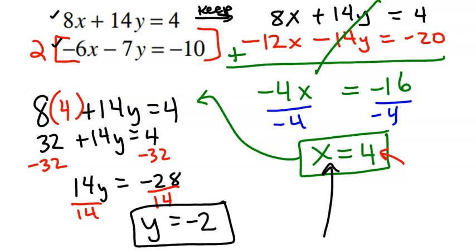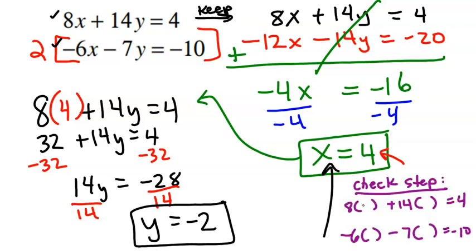Now I can use a check step. Don't forget, a check step is when you erase and replace the values that you found into both of the original equations. So let's see if this checks. 32 minus 28 is indeed 4. That checks. And now we have negative 24 plus 14, and that is indeed negative 10. Let's try another example.